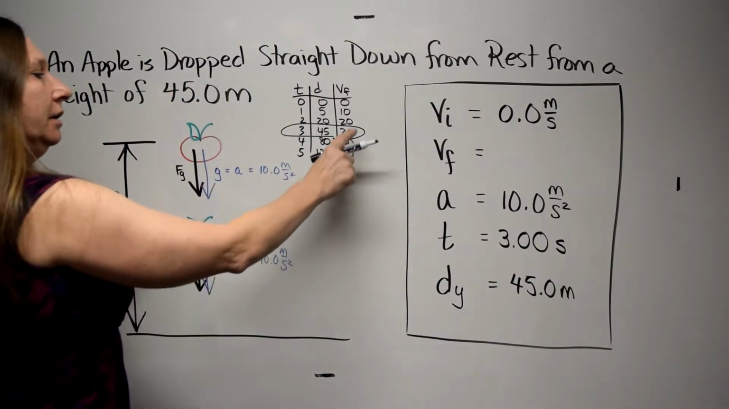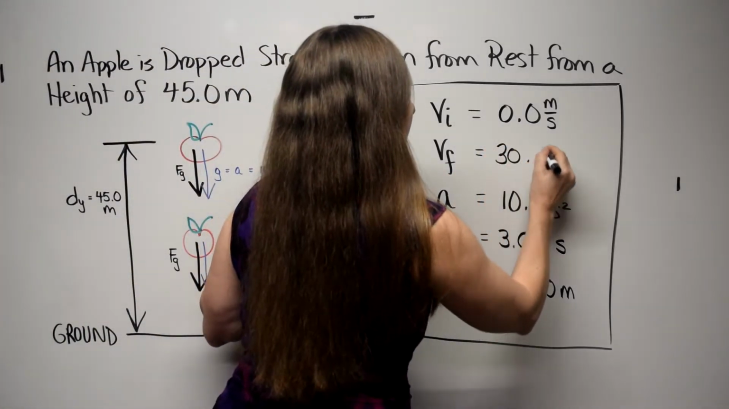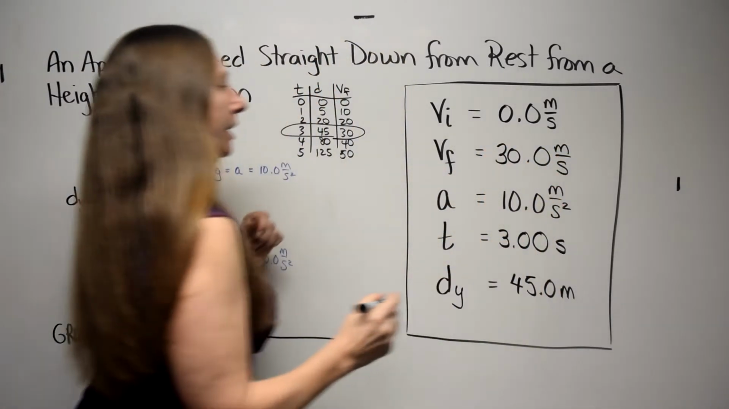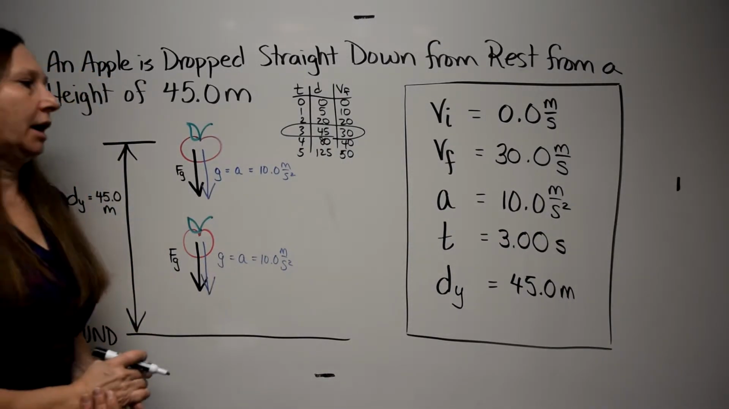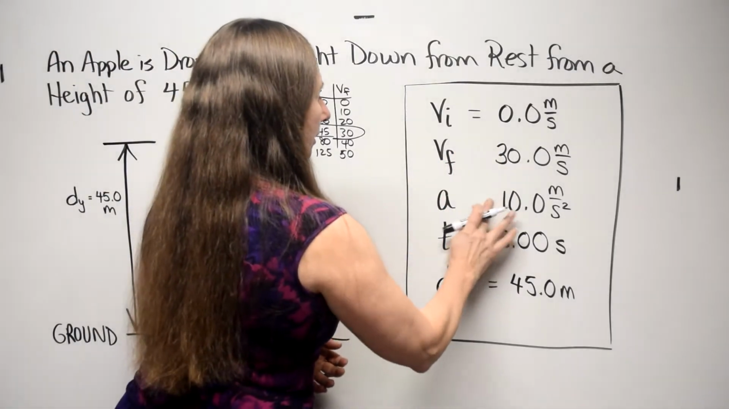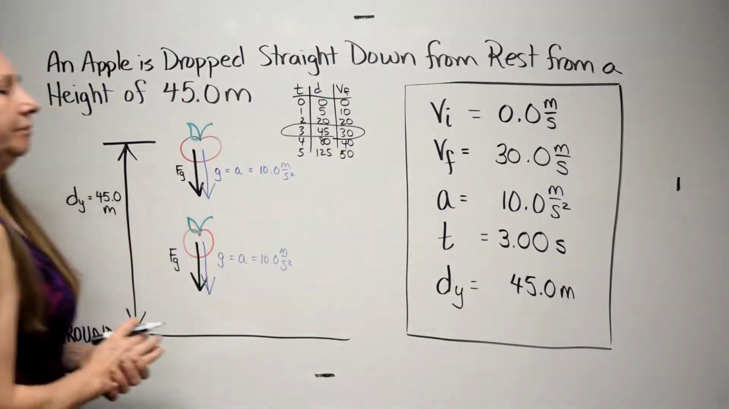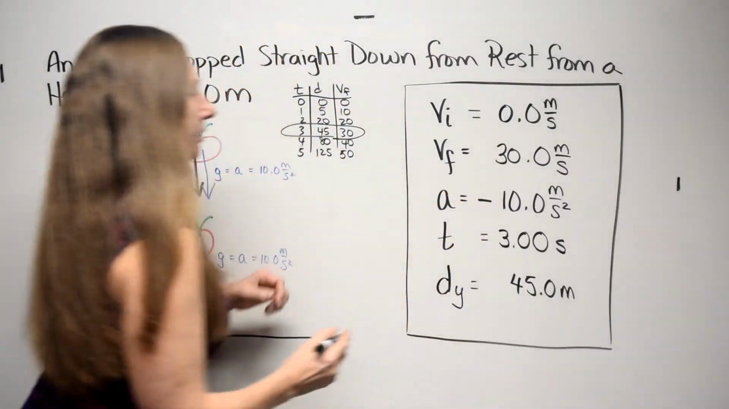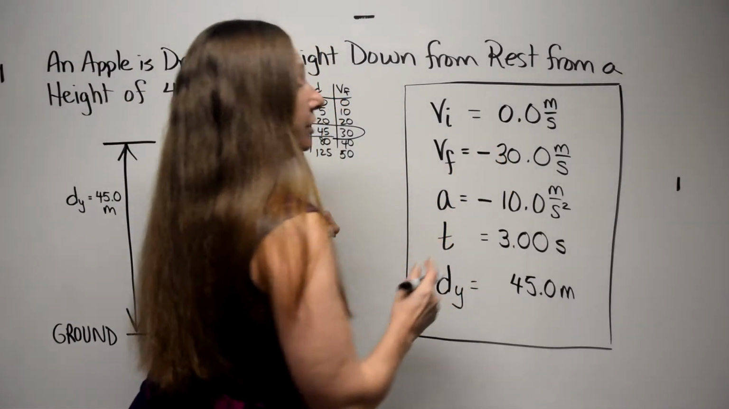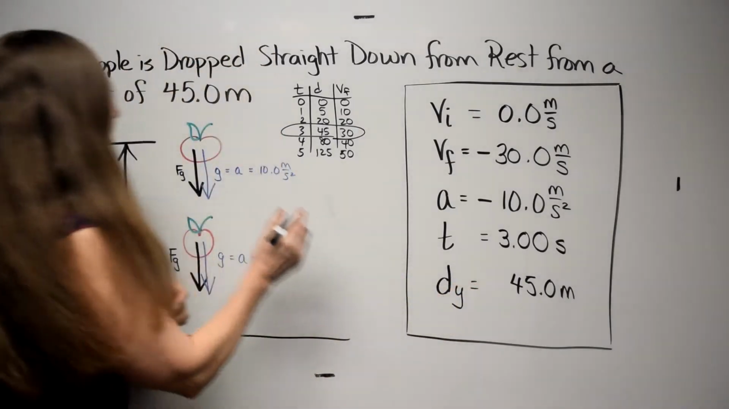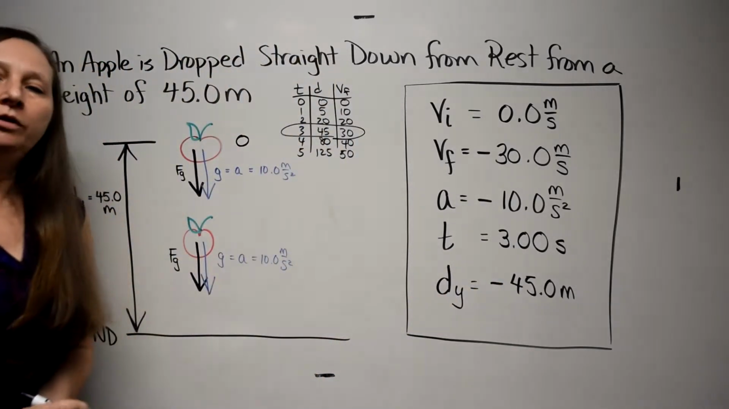And the speed when the apple hits the ground is going to be 30 meters per second. Now, just keep in mind that technically the acceleration is negative. When the apple hits the ground, it's falling down, so the velocity is negative. And the displacement, if up here is considered 0, down here would be negative 45. You can think of it that way also.